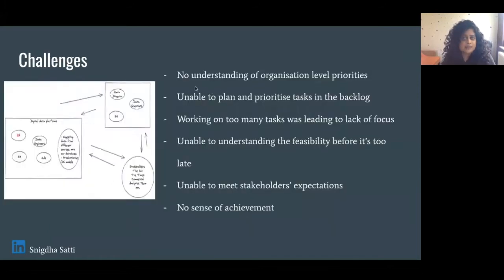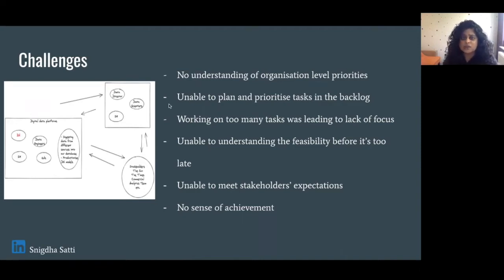Now, as I said, because the team were just given the in-detail tasks of what needed to be done by them, they had no idea of what the organization-level priorities were, what the goals were, what the vision was, what we were even achieving as an organization. They just knew exactly what they needed to build, and because they didn't have an awareness of the priorities, they couldn't plan any work. They didn't have a proper, prioritized backlog.